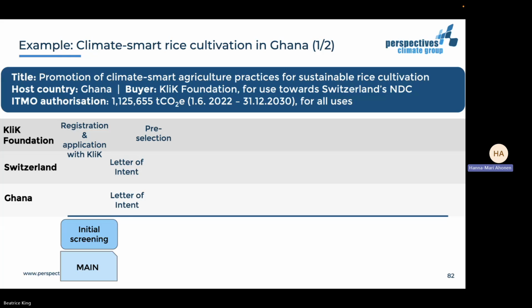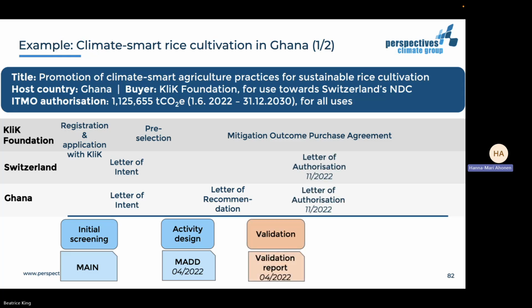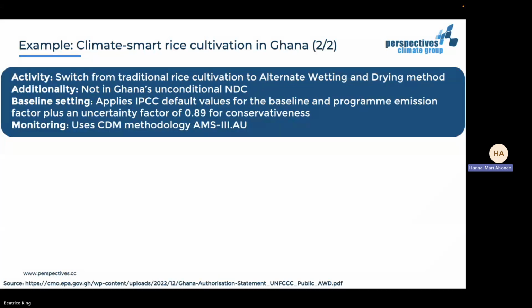And if you click once more, that pre-selection allowed them to move to the activity design and the MAD stage. And based on the MAD, then Ghana gave a letter of recommendation and contract negotiations started. And that letter of recommendation means validation can proceed. And after validation, it got letters of authorization, the first ones ever, from Switzerland and Ghana. And Ghana also reported in its initial report to the Paris Agreement on this particular project. And that way it's become an authorized project. And in the next steps, there's going to be verification, examination, and then there's the first transfer, and it's finally an ITMO.